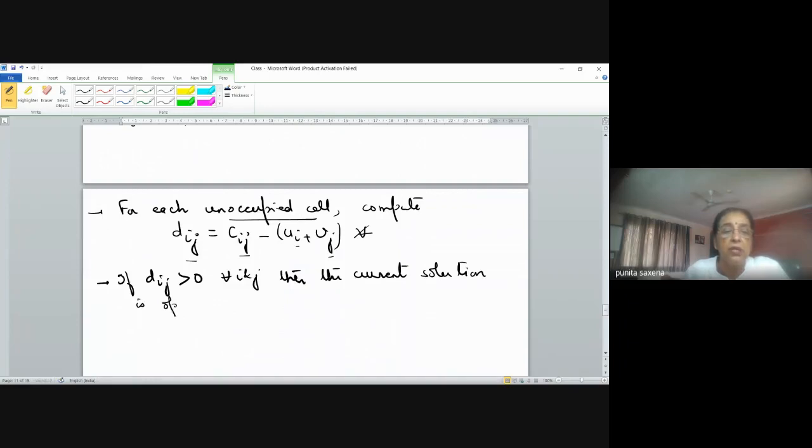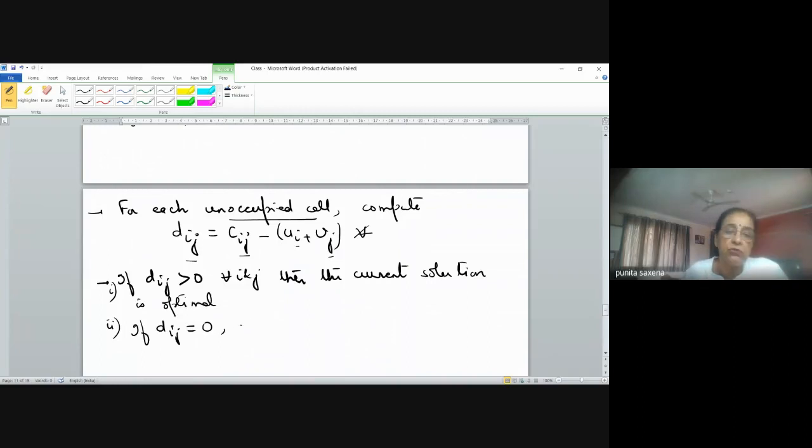Okay, that means we can terminate. The current solution is optimal. This is first condition. Secondly, if Dij is equal to 0 for some unoccupied cell, okay, if it is greater than 0, so it's like जो हमारा optimality criteria था, optimal आ गया. What happened if Zj minus Cj was 0 for some non-basic cell? Alternate solution था. Same here.